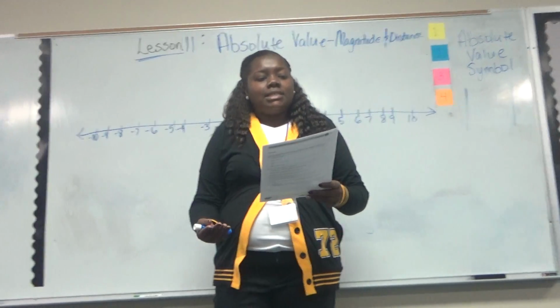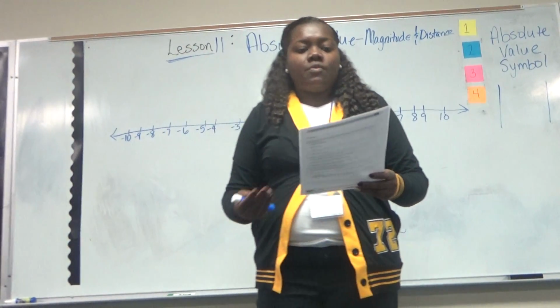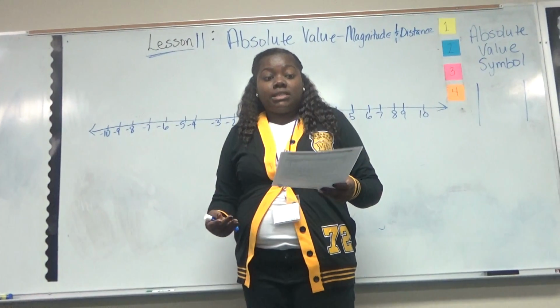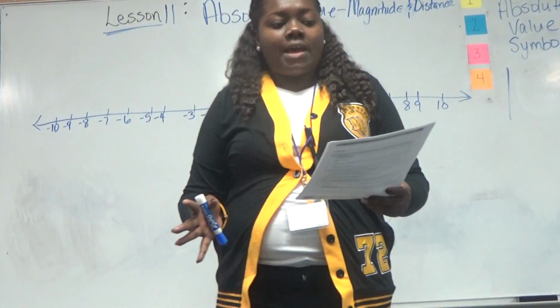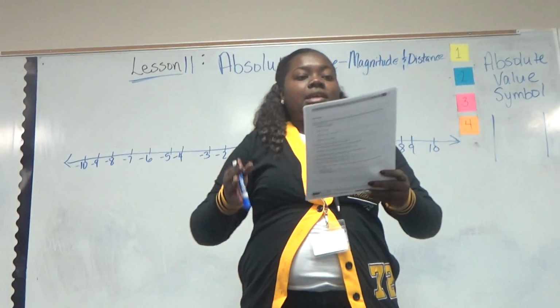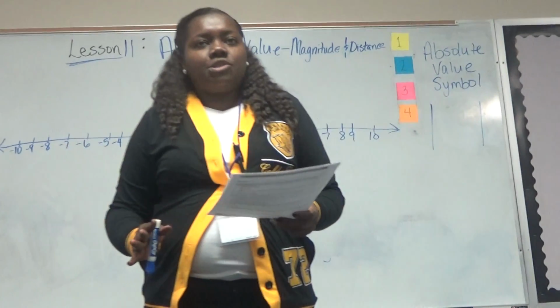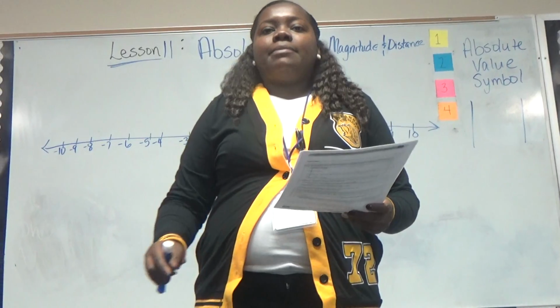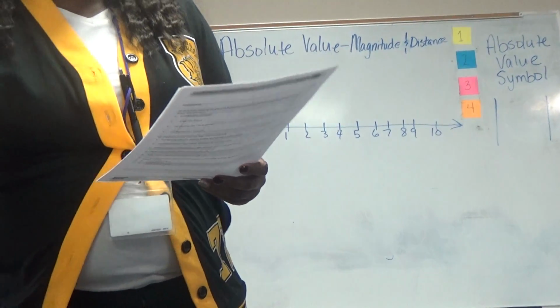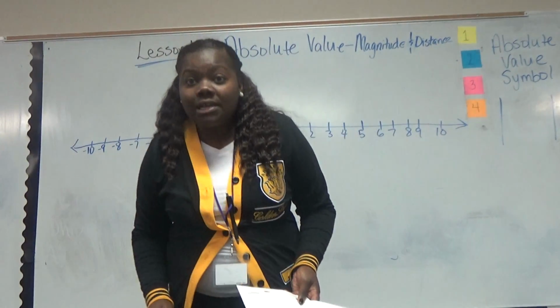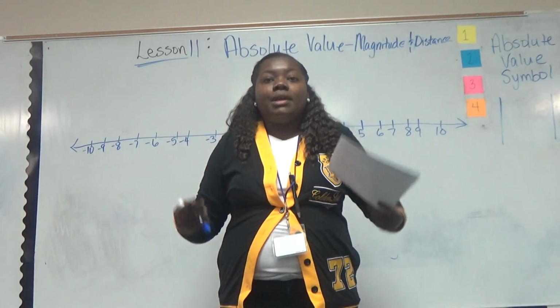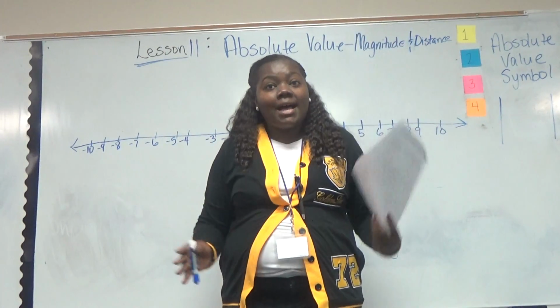Alright, so we're in lesson 11, which talks about absolute value, magnitude, and distance. So basically, the big thing about absolute value is a number's distance away from zero. One thing that you need to know about absolute value is it's always positive. Repeat it with me. Absolute value is always positive.